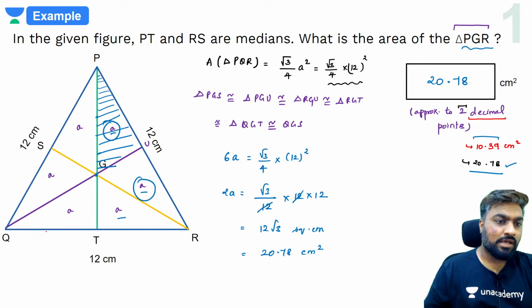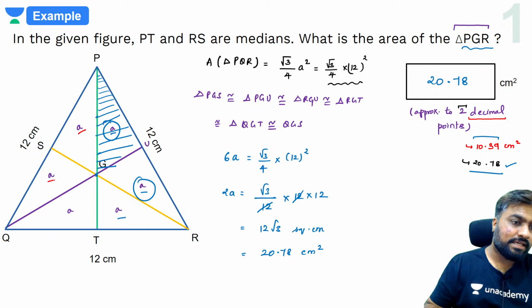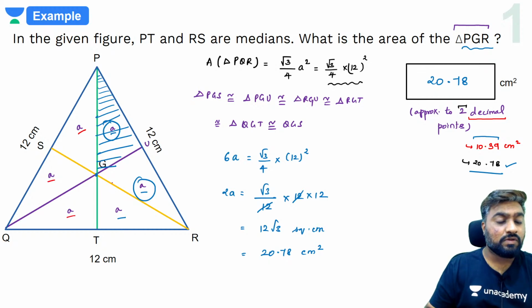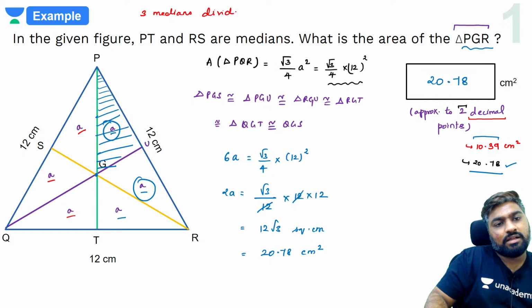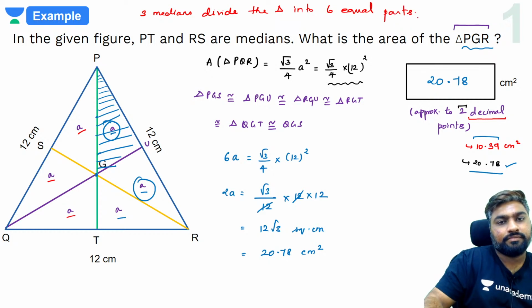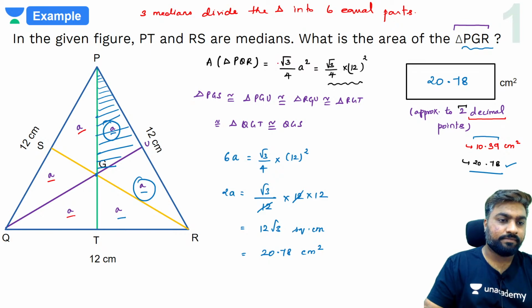Did you understand? So you understood, right, that these triangles are divided into equal areas. So whether this is an equilateral triangle or not, 3 medians will divide the triangle into 6 equal parts. Yes, 3 medians divide the triangle into 6 equal parts. Got it, guys? Property learned? Property understood, everyone?